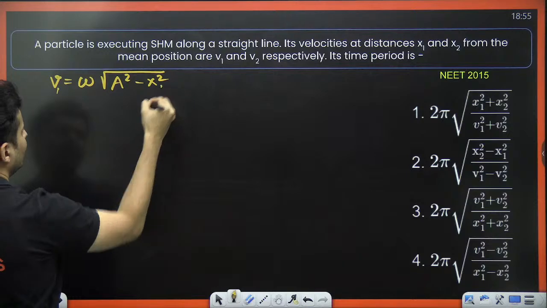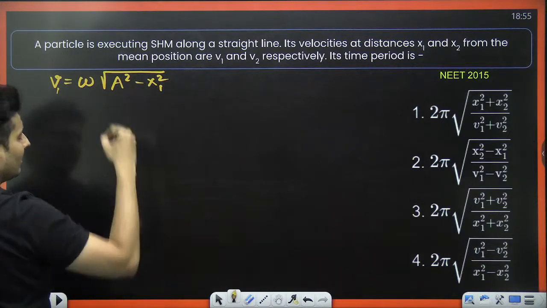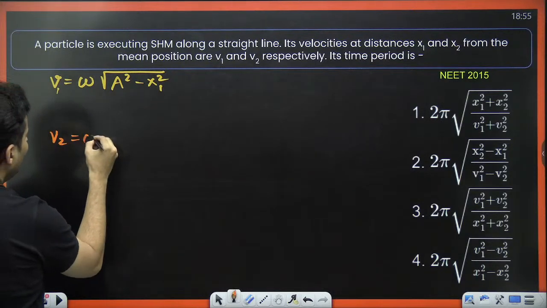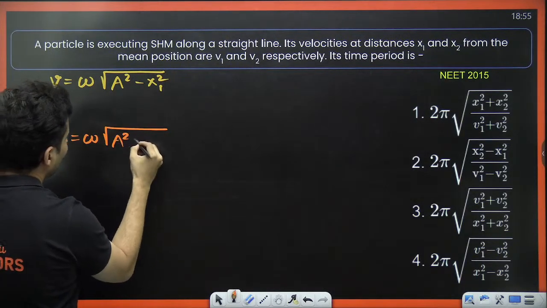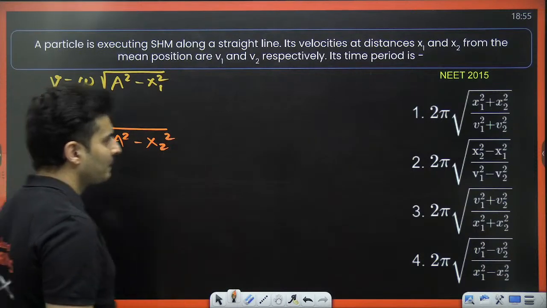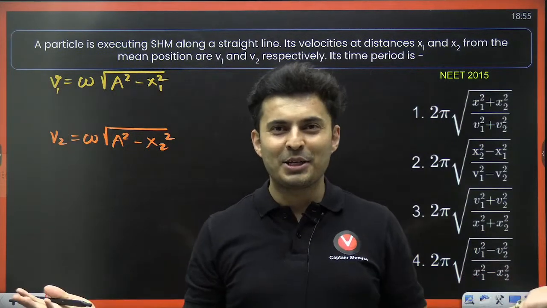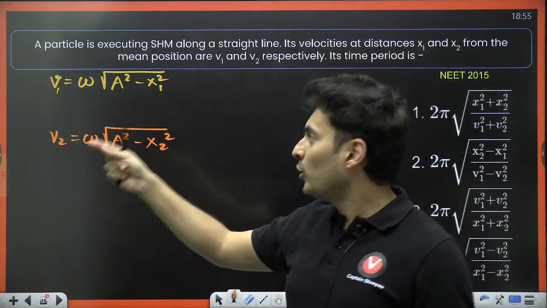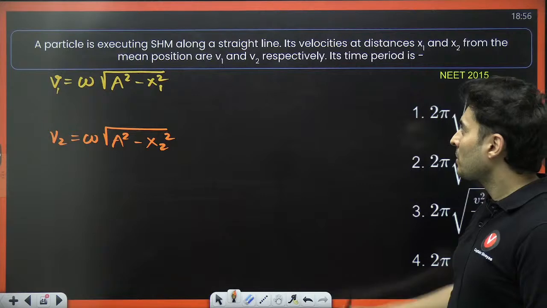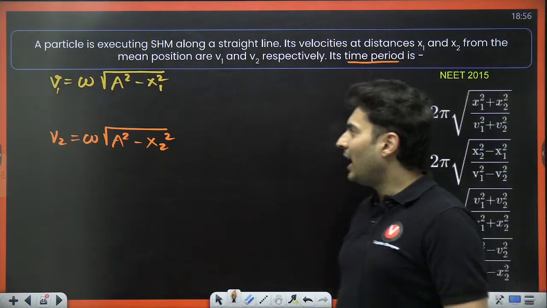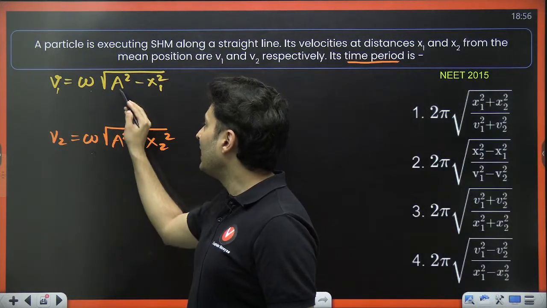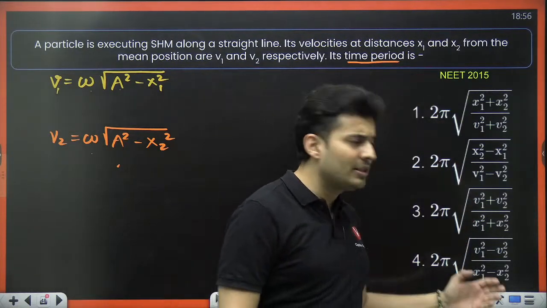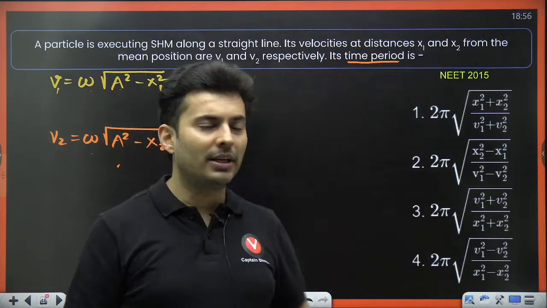But here v1, it is x1. For v1, the position is x1. Similarly, I can say for v2, omega root a square minus x2 square. Same omega, same amplitude. At this position, this is the speed. At that position, that is the speed. How do you find time period? To find the time period, I will somehow need omega, but amplitude is not needed. Amplitude is not needed. It is not even there in the options.